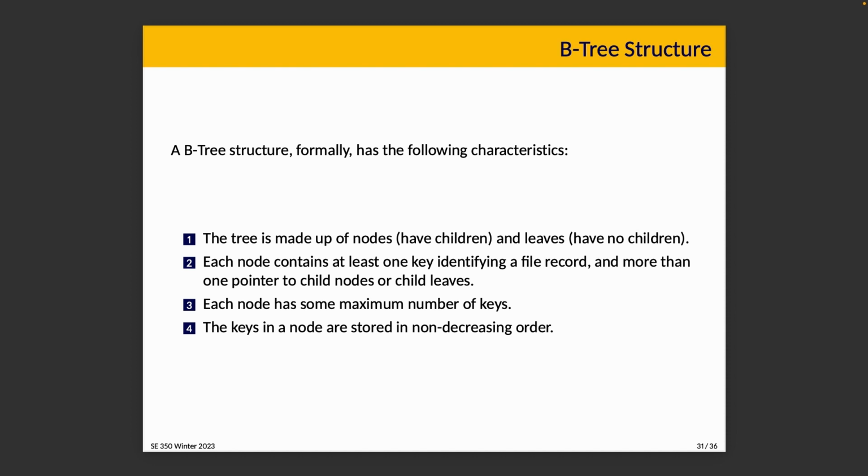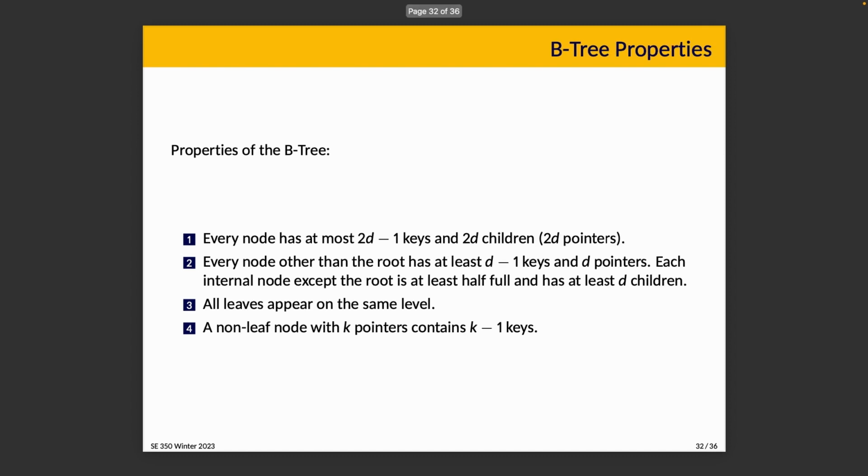Each node has a maximum number of keys, and the keys in a node are stored in non-decreasing order. Every node has at most 2d minus 1 keys and 2d children. So if we look at the properties of the B-tree, if it has degree d, then there are 2d pointers in a node. Every node other than the root has at least d-1 keys and d pointers, such that each internal node except the root is at least half full and has at least d children.